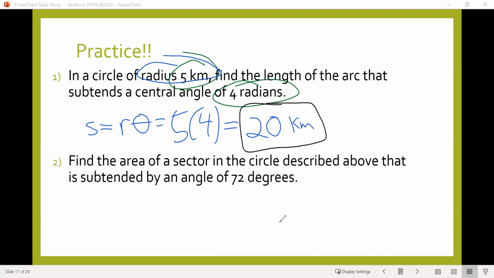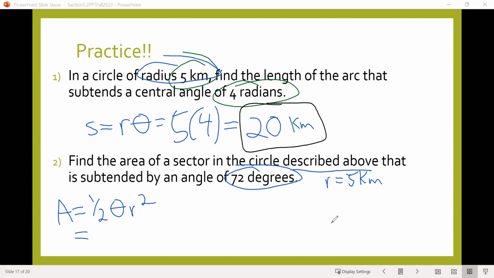All right, now our area formula, which is given by 1/2 theta r squared. Here we're asked to find the area of a sector in the circle described above, meaning that we want the same radius, so our radius will still be 5 kilometers. But this time it's subtended by an angle of 72 degrees. Now, as I warned you before, in order to use these formulas, the angle measures need to be given in radians. But here we're given one in degrees. So how will we deal with that? We'll just convert it to radians.